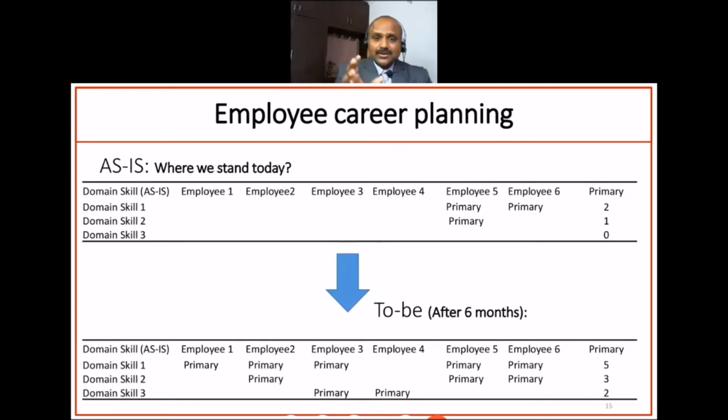So we get the current domain expert skill set like this. Probably after 6 months, this is where we want to be. Similarly, we will do a similar exercise for technology also. So we have people's aspirations captured in terms of domain skills and technology skills.